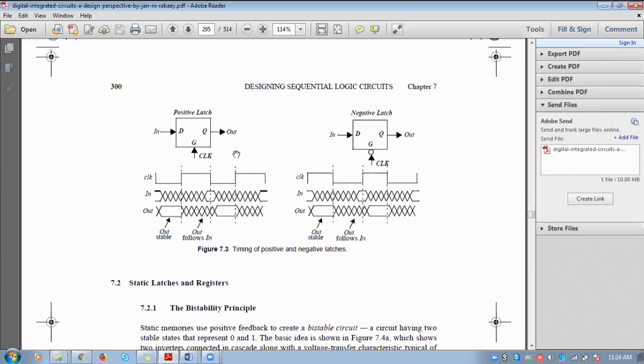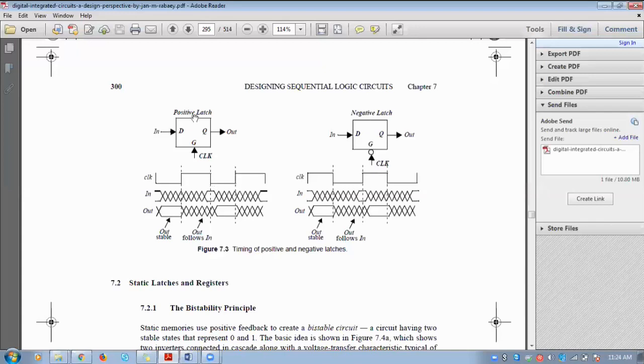Flip-flops trigger on edges, and both positive edge triggering and negative edge triggering flip-flops exist. The edges are the rising as well as the falling edges. A flip-flop which triggers at the rising edge of the clock is known as a positive edge triggered flip-flop, and if it triggers when it encounters the falling edge, that type of flip-flop is known as a negative edge triggered flip-flop.